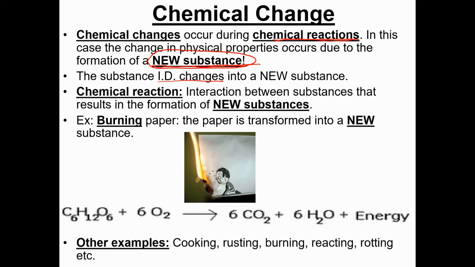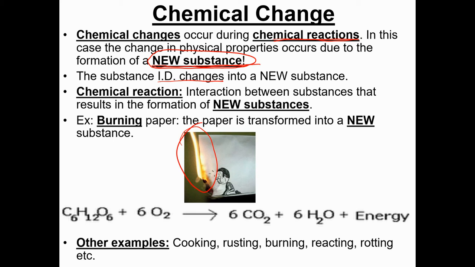The identity has changed now. One common example is just burning paper. We said ripping paper was physical and crumbling paper is physical because the chemicals in the paper are still the same. But if you burn paper, you're now converting those chemicals in the paper into some new substances.